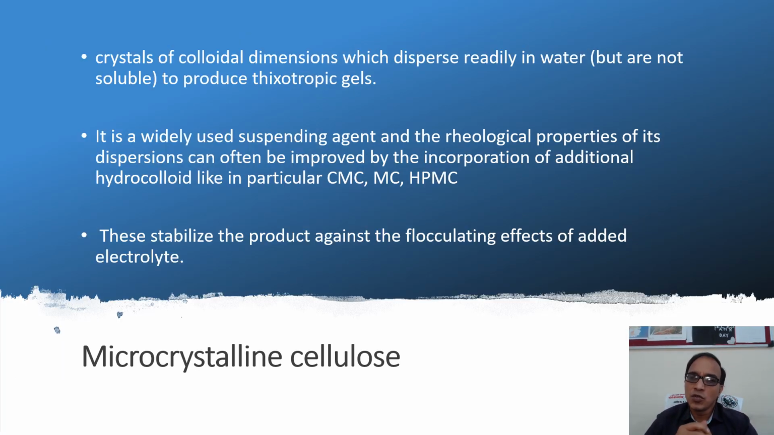Microcrystalline cellulose consists of crystals of colloidal dimensions which disperse readily in water but are not soluble, to produce thixotropic gels. It is a widely used suspending agent, and the rheological properties of its dispersion can often be improved by the incorporation of additional hydrocolloids, in particular CMC, methyl cellulose, hydroxypropyl methyl cellulose. These stabilize the product against the flocculating effect of added electrolyte. So you can prepare this kind of ready monograph for yourself.